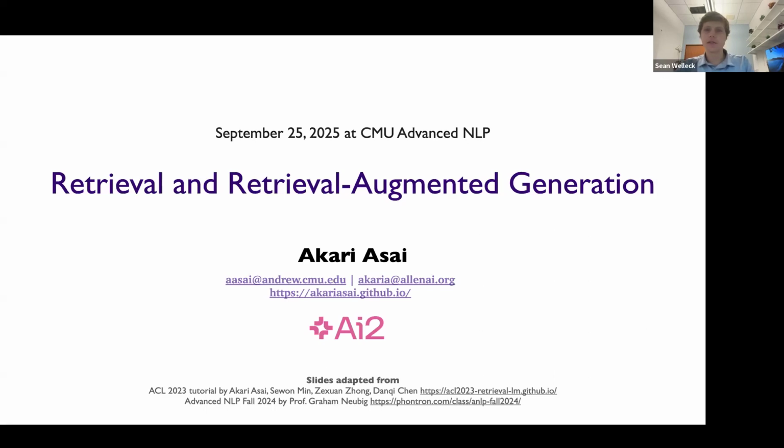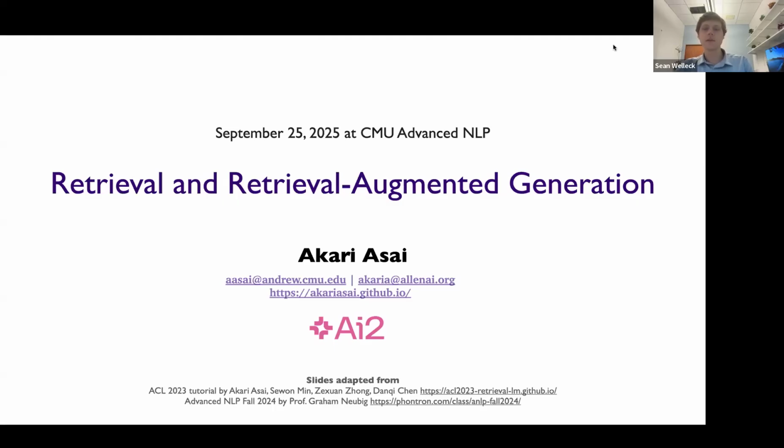Today, we're honored to have Akari Asai. He's currently a research scientist at AI2 and will be joining CMU as an assistant professor in fall 2026. And so she's a world expert in this area of retrieval-augmented generation. He had some of the earliest work in the area and really impactful work like self-RAG.